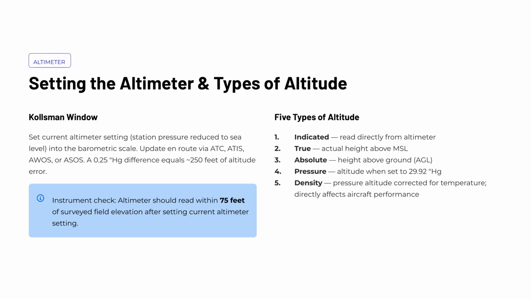Before departure, always verify your altimeter accuracy by checking that it reads within 75 feet of the surveyed field elevation after inputting the current setting. If it falls outside that range, the instrument should be considered unreliable.